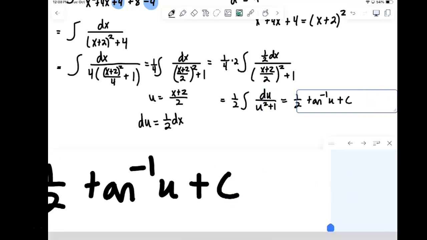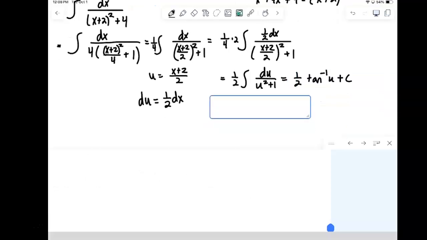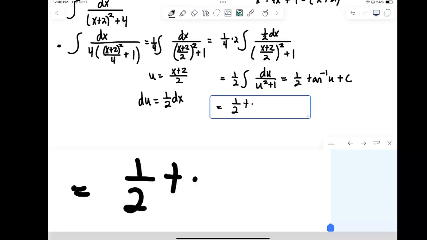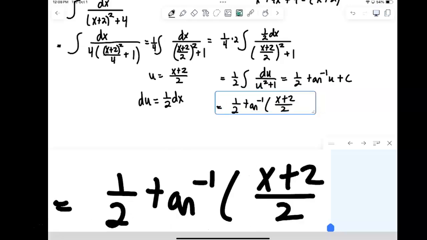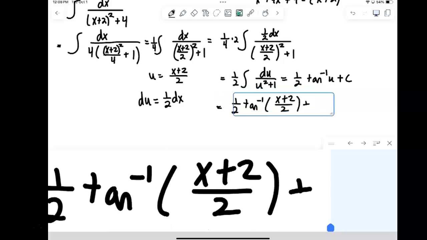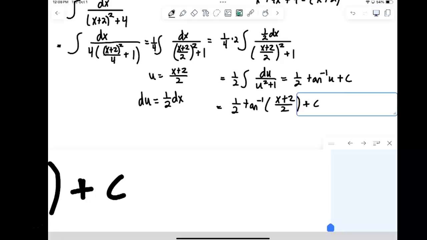And then finally we finish it off by substituting in for u. And so we get the result 1/2 inverse tangent of x plus 2 over 2, plus a constant. Okay. So by doing that, we're able to work the problem out. We're able to get our integral.